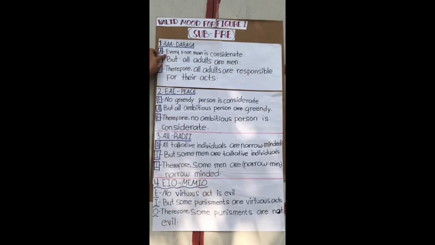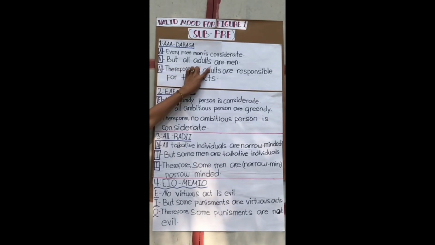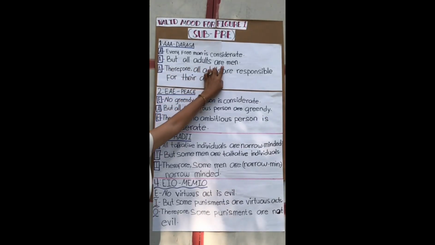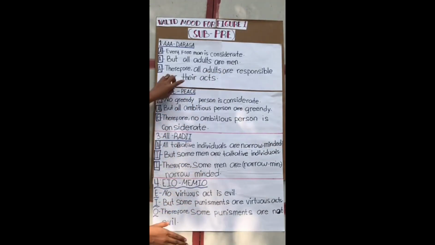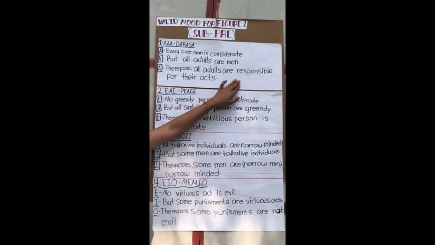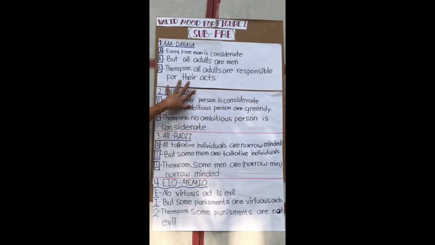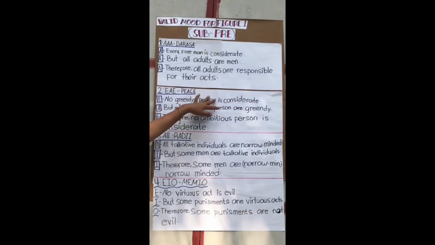So, every freeman is considerate. So, nilalahat mo na freeman is considerate. But all adults are men. So, nilalahat mo din yung adult is men. Therefore, all adults are responsible. So, nilalahat mo din na lahat ng adults is responsible sa kanilang mga act.